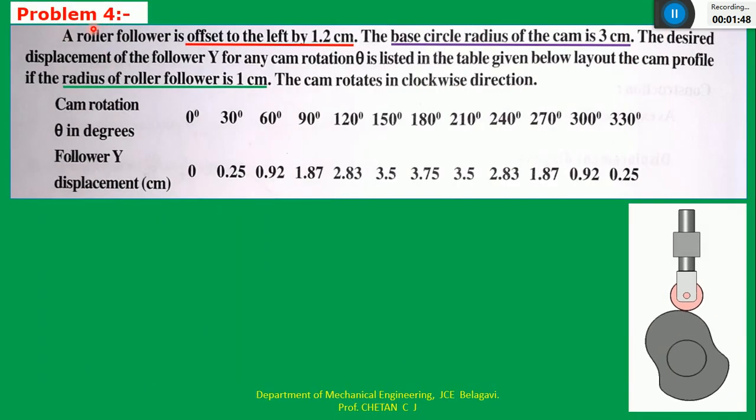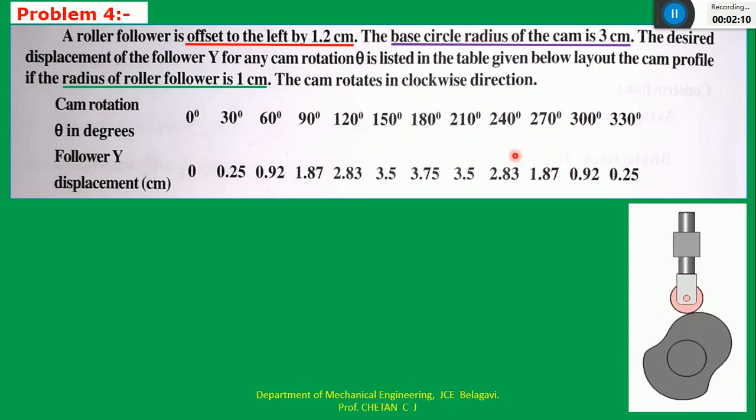Okay, so first I'll read out this problem. A roller follower is offset to the left by 1.2 centimeters, or you can say 12 mm. Both are correct. A roller follower is offset to the left by 1.2 centimeter, and it is clearly given that the type of follower is offset follower.